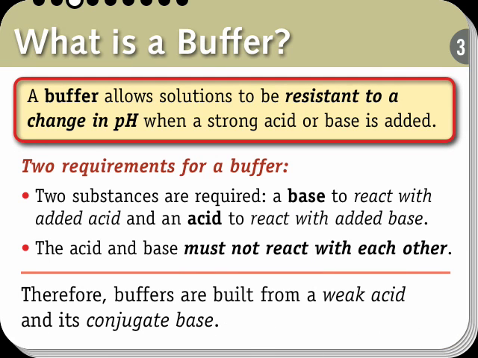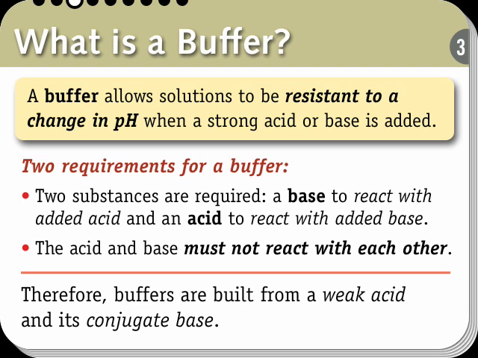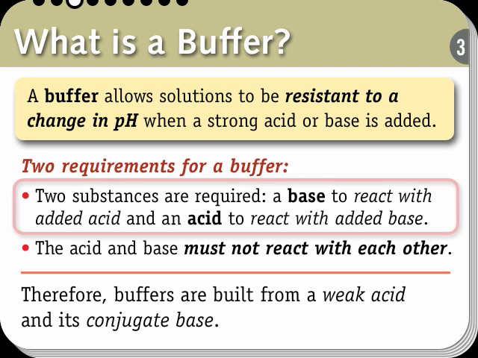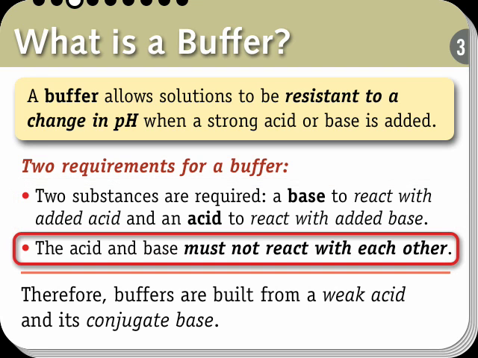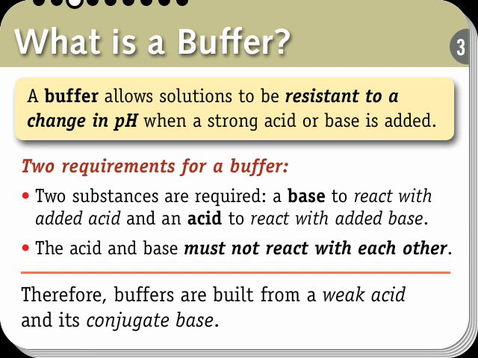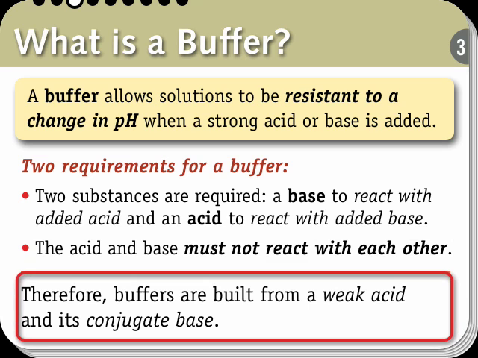A buffer allows solutions to be resistant to a change in pH when a strong acid or base is added to the solution. There are two major requirements for a buffer. First, it is composed of two substances, a base to react with any added acid, and an acid to react with any added base. Second, the acid-base components of the buffer must not react with each other. Therefore, in aqueous acid-base chemistry, buffers are built from a weak acid and its conjugate base. For example, acetic acid and acetate ion, or ammonium ion and ammonia.